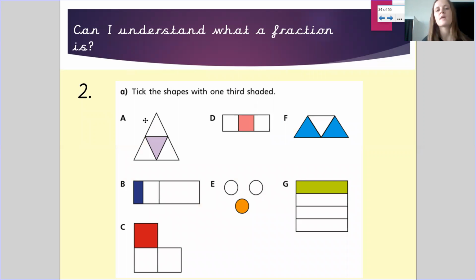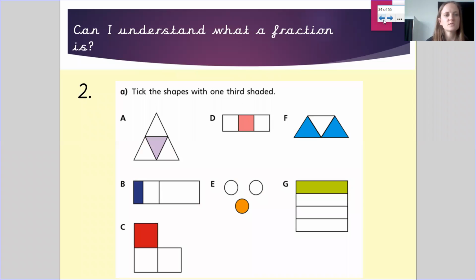Tick the shape that is 1/3 shaded. So you may not be able to tick it. You can either redraw the shapes for me, or you can say shape A is 1/3, or shape D is 1/3, or shape E is 1/3. And it does say tick the shapes that are 1/3. So what I would like you to do is obviously write whichever shape it is, 1/3. You can then try and draw it next to it to show me, and then color it in.